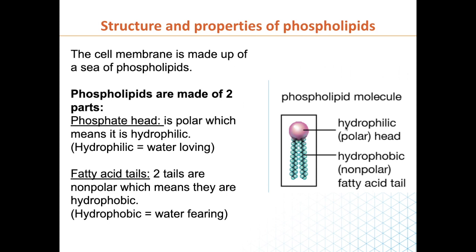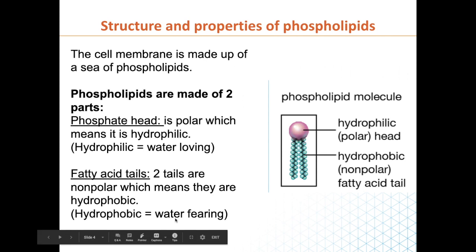They're hydrophobic. So the phosphate head, which is this circle right here, is polar, which means that it's hydrophilic. It is water loving. It wants to be around water. And then it's also made up of two fatty acid tails. Yes, that is actually what they're called, fatty acid tails. Fatty acid tails are hydrophobic, which means they are water-fearing.